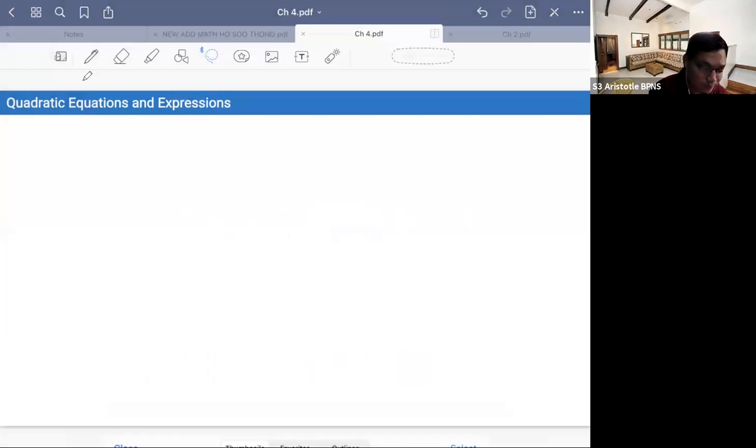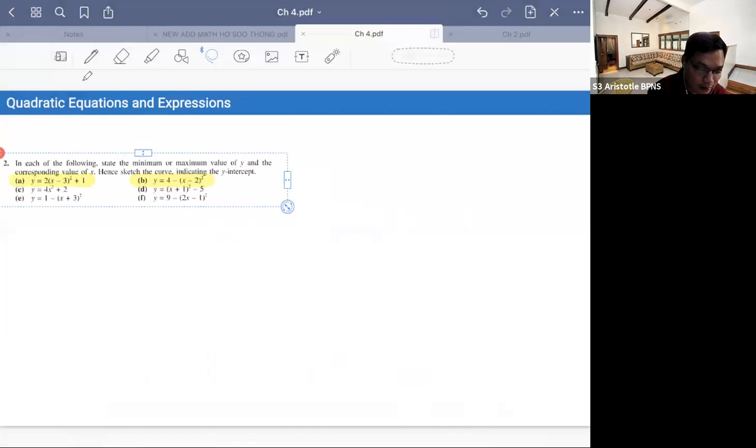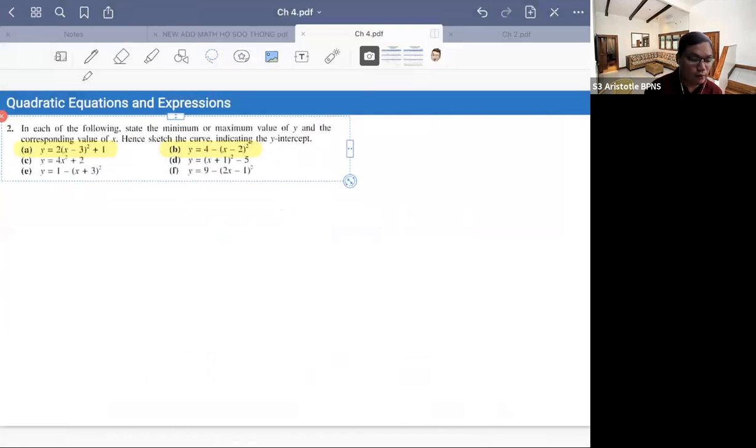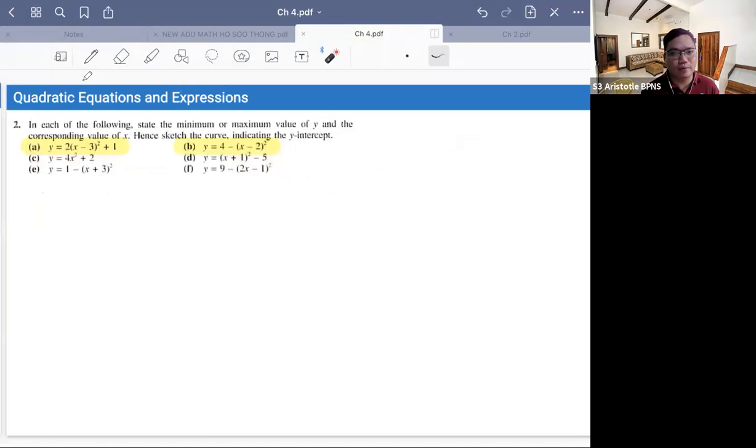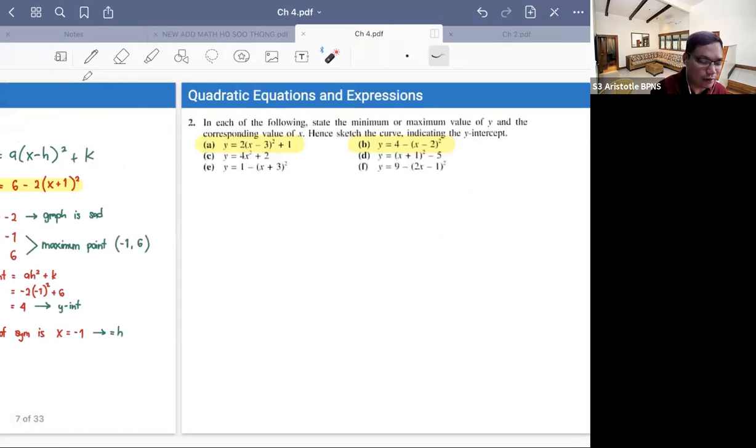All right, so again, on number 2, you need to state the minimum or maximum value. By the way, the minimum or maximum value is just the same thing as the minimum or maximum point. When I say point, it's the same as the minimum or maximum value, and the corresponding value of x. Hence, sketch the curve indicating the y-intercept. So it's everything that we have just discussed from this example here. Okay, so let's go with letter A.